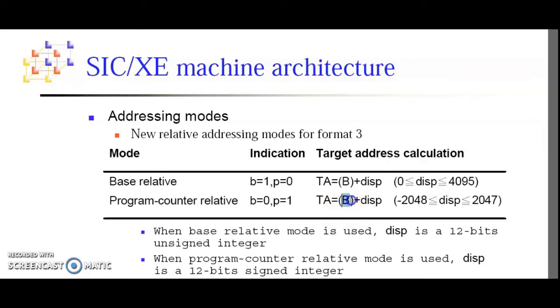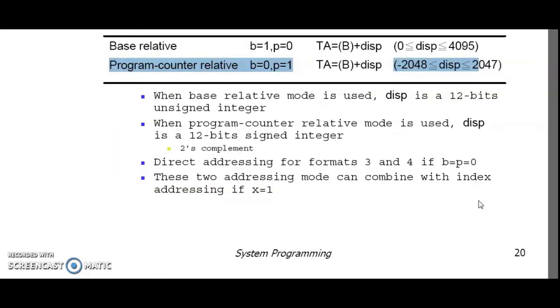In place of B, you need to make it as PC in case of program counter relative. And the displacement value can range from -2048 to 2047. So in case of base relative, displacement will be a 12-bit unsigned integer, and in case of program counter relative, it will be a 12-bit signed integer. That is one more difference between base relative and program counter relative.